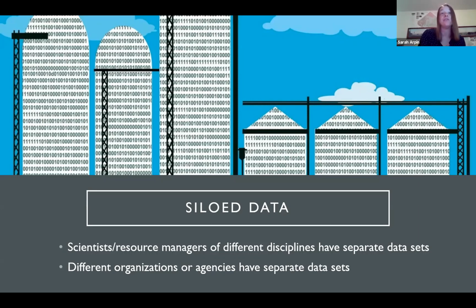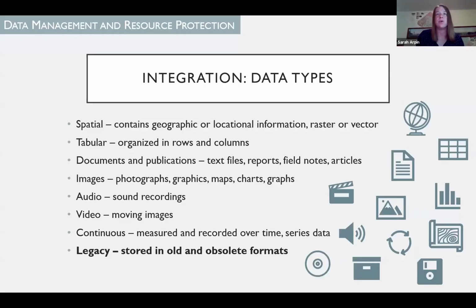Also, different organizations or agencies can have separate data sets. If there's no collaboration or communication across government, private, and nonprofit agencies, you could have people repeating work, collecting the same data, producing the same data sets, where they could really benefit from working together. And so we need to watch out for siloed data, and also try to integrate all our different data types. We have lots and lots of different data types.